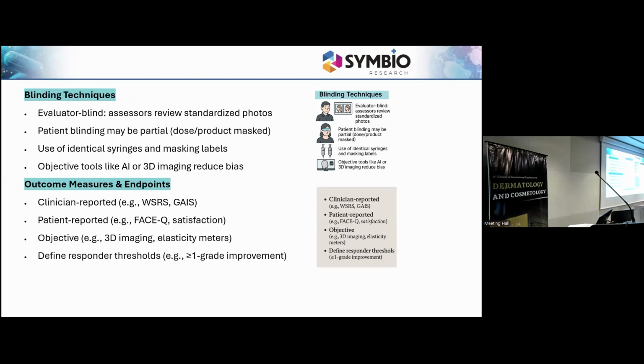Outcome measures. As we know, there are clinician-reported outcomes, which the clinician uses to tell whether there is effectiveness or not. Then there are patient-reported outcomes, some sort of FACE-Q or satisfaction type of CRFs that are filled in by the participants. Then there are objective measures, which can be 3D imaging or elasticity meters, and then defining the responder thresholds, like greater than 1 or greater than 2, what sort of improvement we are looking at.